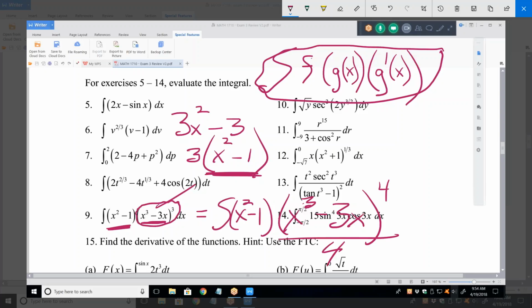Now, why does this work? And there's a 3. I'm going to take that 3 and put it out there. This works because if I told you to take the derivative of that, what would you do? You would apply the chain rule, correct? In other words, you would do 4 times that to the 3rd power times the derivative of the inside. The derivative of the inside is right there.